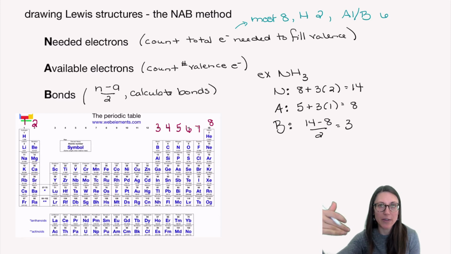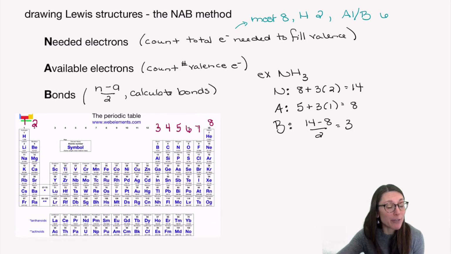Okay, once you've done the NAB, you're ready to start drawing. You will put, generally speaking, the element that is different from the others in the middle. Formally, it is the least electronegative element.